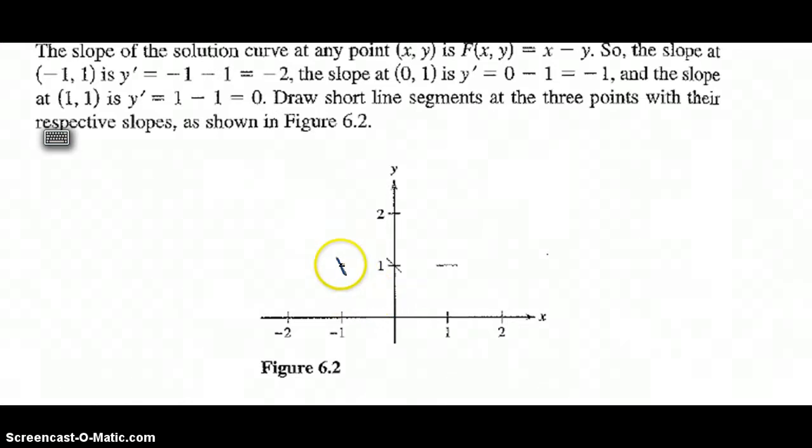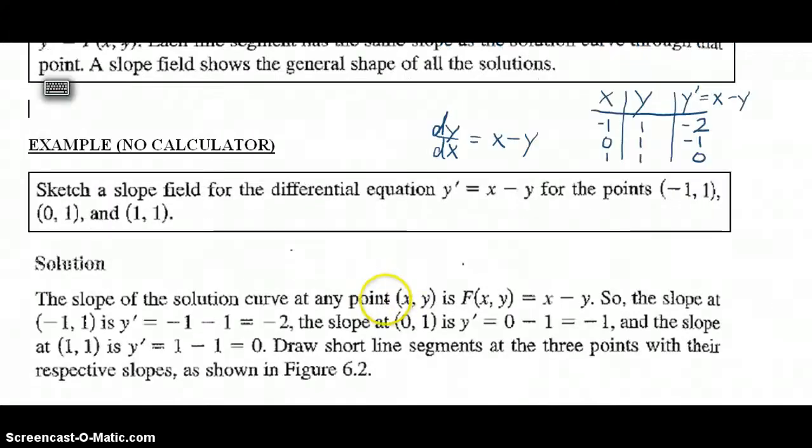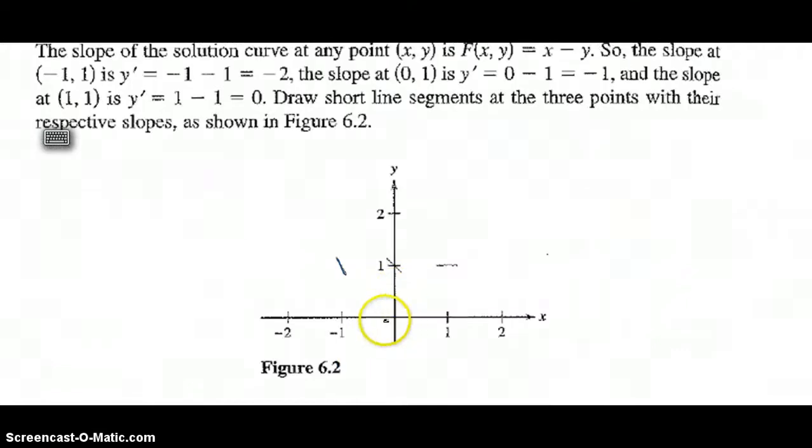So from this point I would go approximately down 2, right 1, and then I would draw that little line segment. But I only make my line segment at the point. At the point (0, 1), I have a slope of negative 1. So I go to the point (0, 1), and to get this slope of negative 1, I simply would have gone from this point down 1, right 1, and use the straight edge.